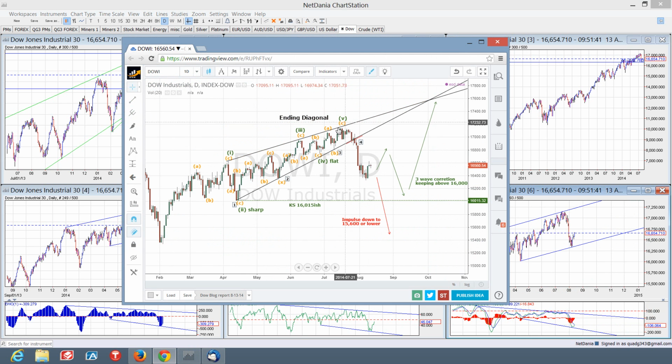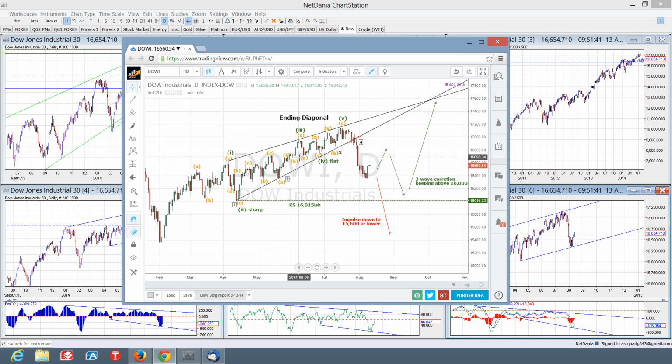I want to point out the very nice ending diagonal pattern that we have here. It's very textbook in the way that it played out. Ending diagonal is 5 sets of 3 waves that play out into a narrowing pattern like you see here. So wave 1 has 3 waves up, A, B, C. Wave 2 has 3 waves down, A, B, C. And then we have wave 3, which ended up being basically a double 3 or a double zigzag to the upside with 2 sets of 3s.